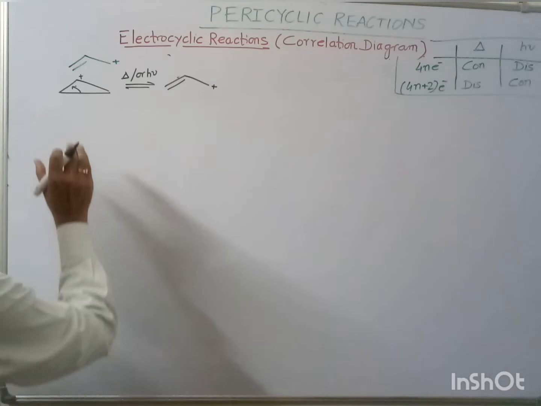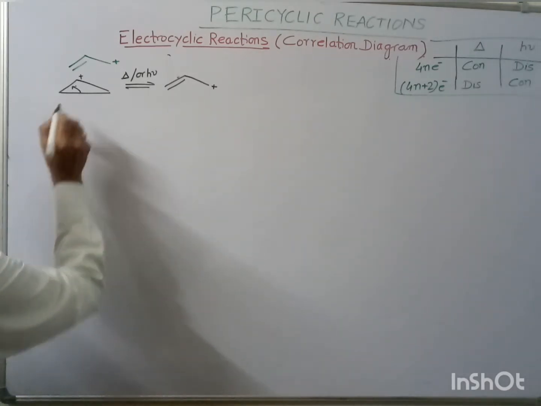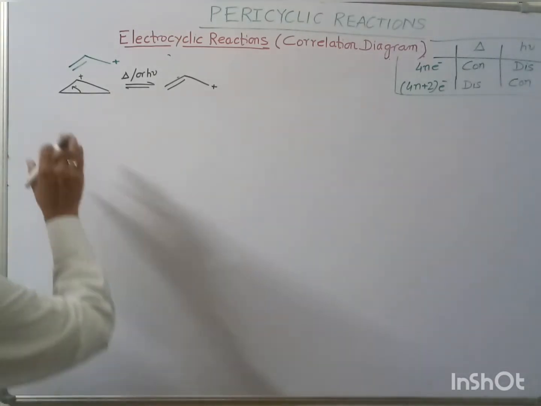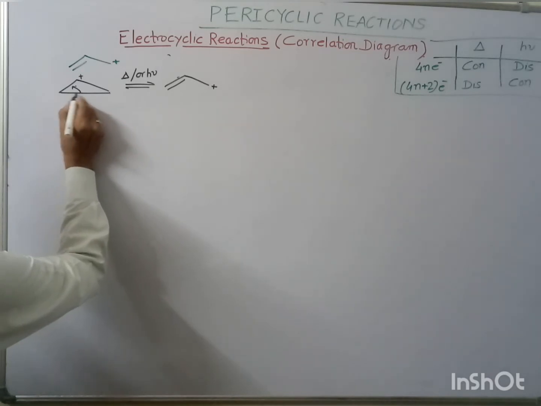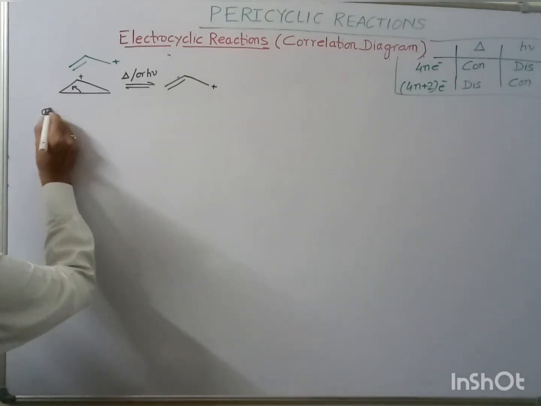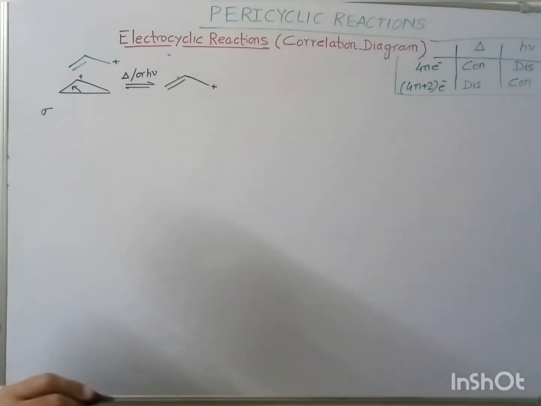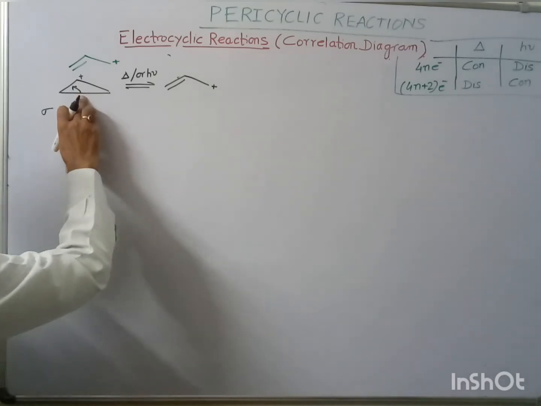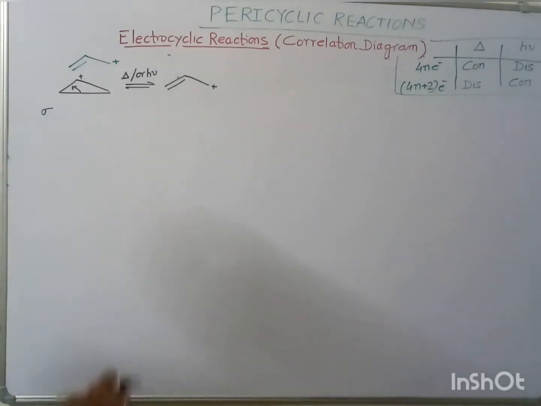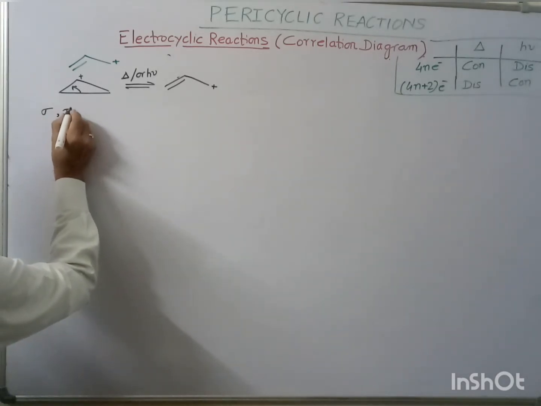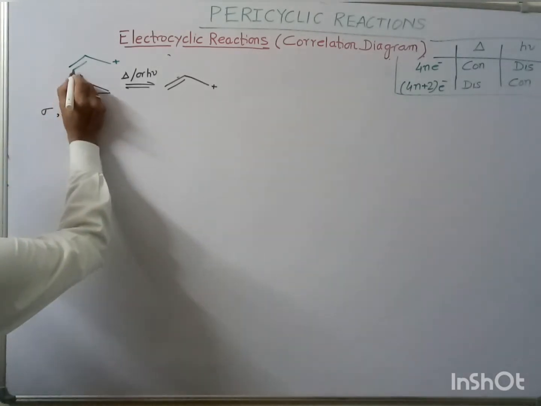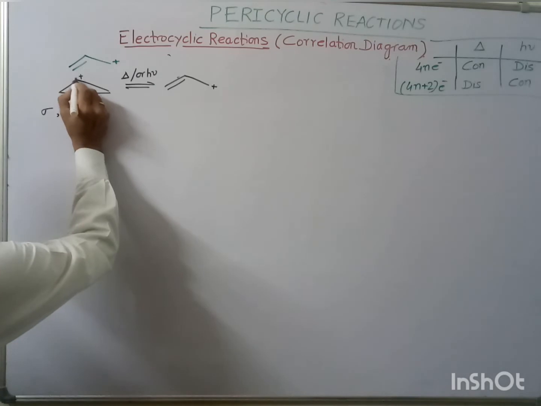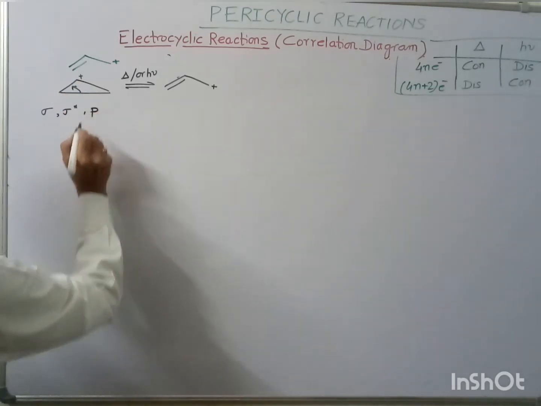Okay, so in this cyclopropyl cation, if you see the orbitals involved, what are the molecular orbitals involved in this reaction? Here the molecular orbitals involved are, this is the sigma bond. Corresponding to this sigma bond, which is involved in the reaction, the molecular orbitals involved will be sigma and sigma star. And one p orbital is also present for this carbocation. So the p orbital is also involved.